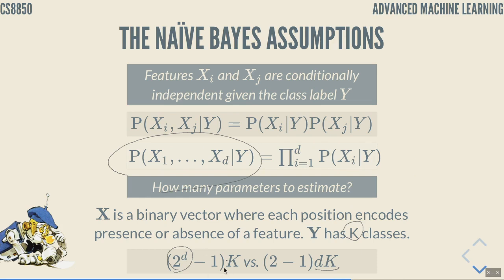This number of parameters to estimate reminds us of the curse of dimensionality. When we're in a binary space, we're in a binary hypercube, and we need to estimate the corners of that hypercube. For each corner of that hypercube, we need to estimate a parameter, and there are 2 to the power d of those.